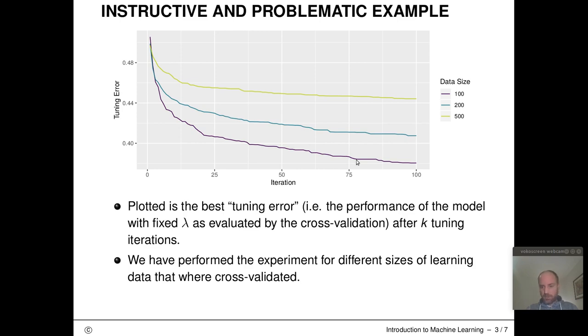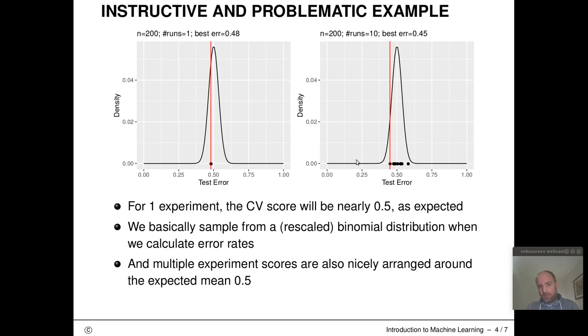And why does that actually happen? Well, let's look at this through the lens of a random experiment, because that's actually what happens here. For our first experiment, for our first cross-validation with some arbitrary configuration lambda, like I said, the estimated test error will be close to 50%.